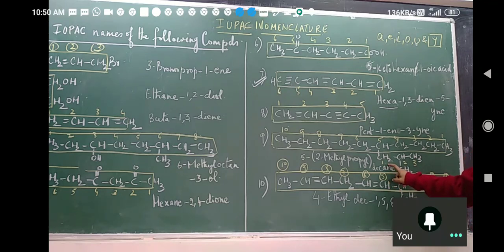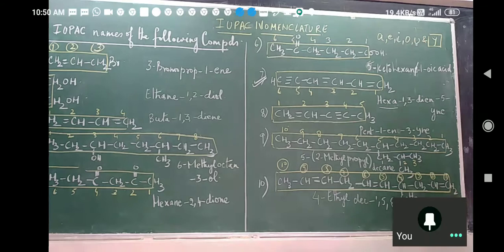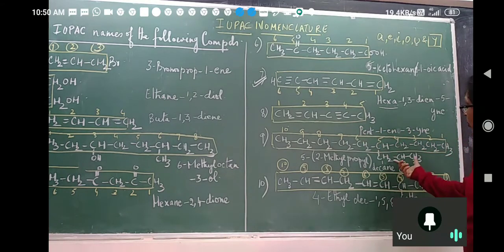Right? This is the side chain. And the side chain also has a branch, that is CH3. So the root word is decane. Correct? Now this side chain is of 3 carbon atoms with 1 valency free. Can you see this valency? 3 carbon atoms, propane, and 1 valency free becomes propyl.